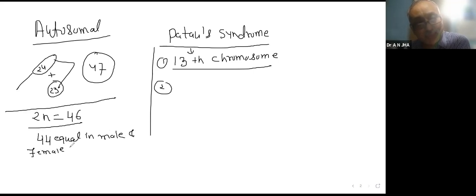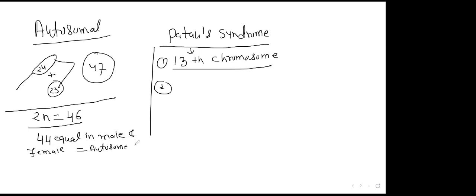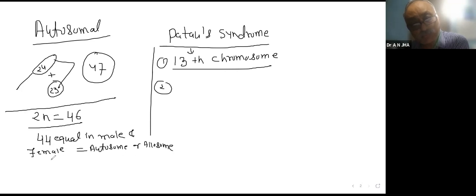44 are equal in male and female. So these, which are equal, are called autosomes, or allosomes. And you know what makes the male and female difference? That is the sex chromosome.